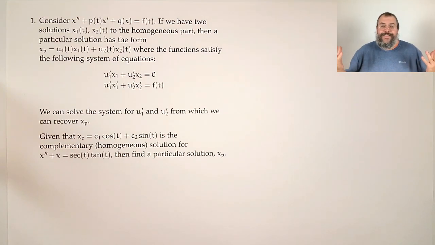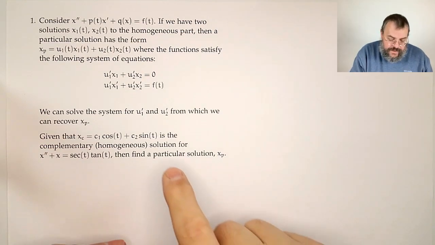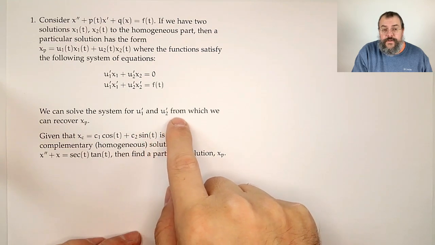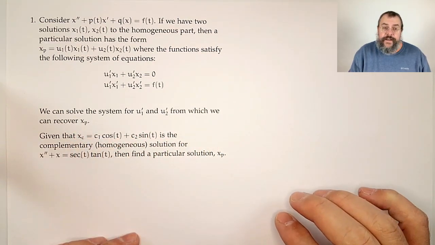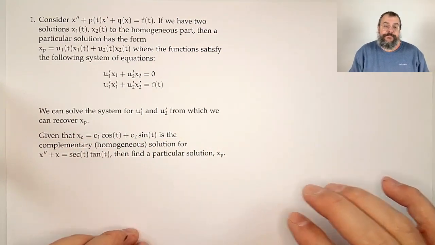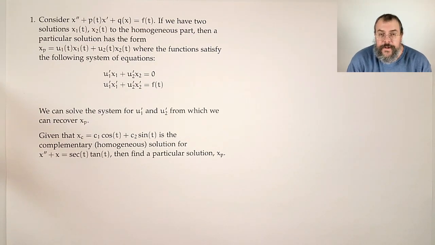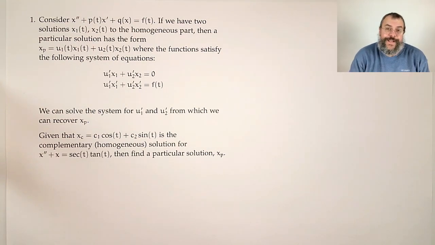And we're like, well, hey, wait, this is like method of variation of parameters, right? It's exactly method of variation of parameters. And, you know, there's sort of 2 ways to approach the method of variation of parameters. One is there's this long formula. And then one is to say, oh, you have a system of equations. We can solve the system for u1 prime and u2 prime, for which we can recover xp. All right. So this is just a reminder, a refresher to tell us, hey, don't forget, you've got this wonderful idea called variation of parameters.